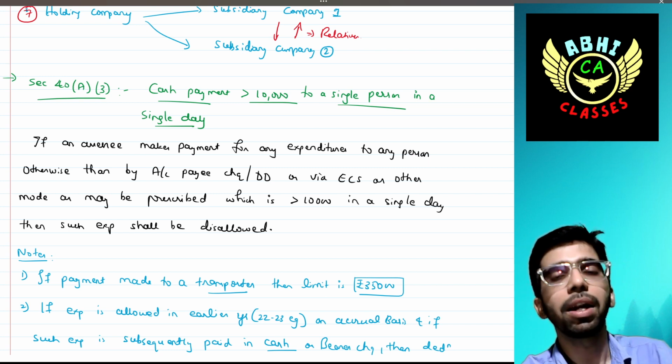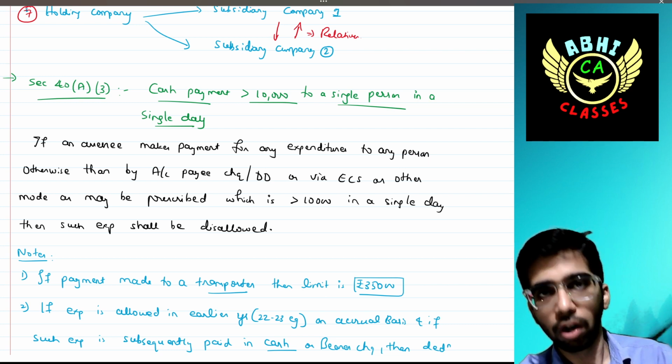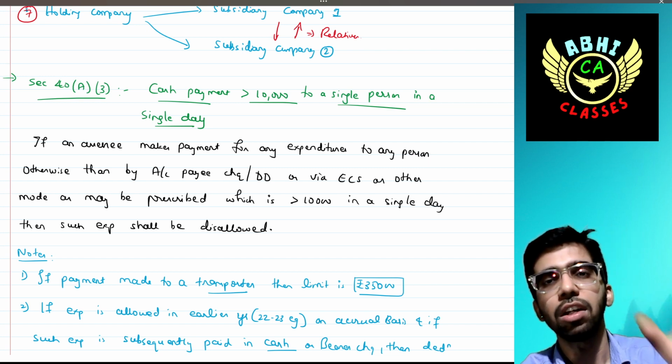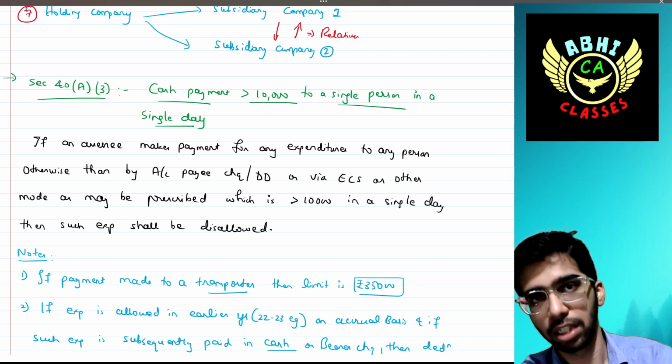Why is it being implemented? In order to promote cashless transactions in our country. Okay, if you are making a payment of more than 10,000 to a single person in a single day, then that would be disallowed.